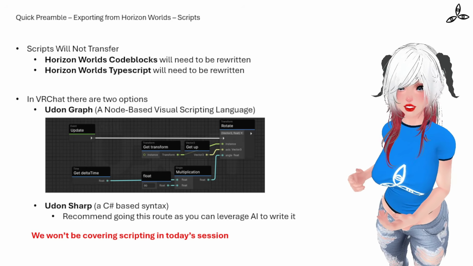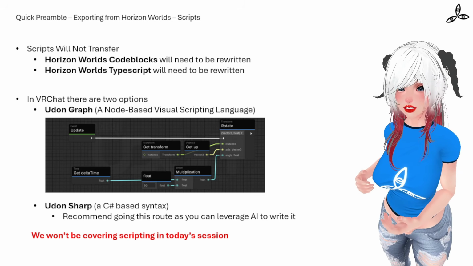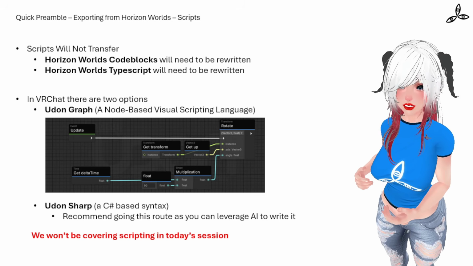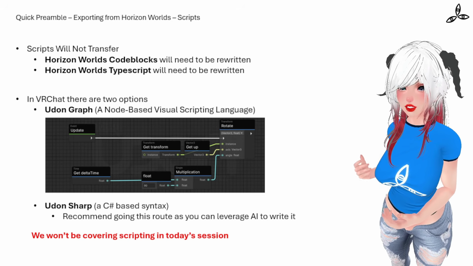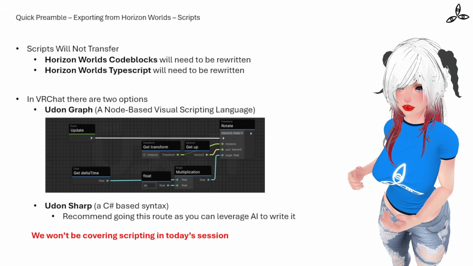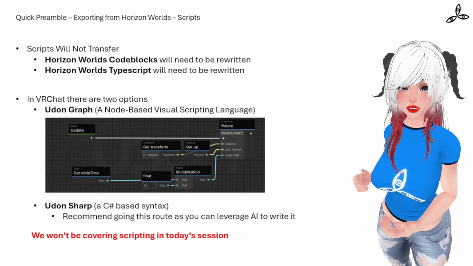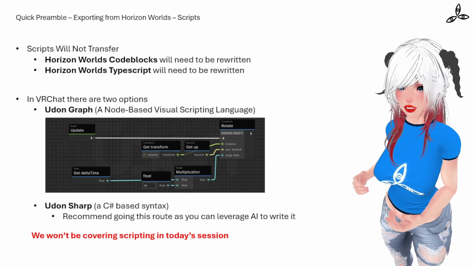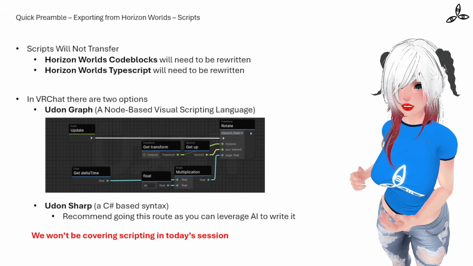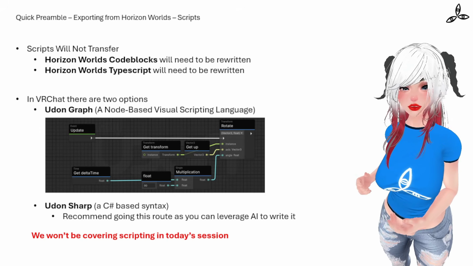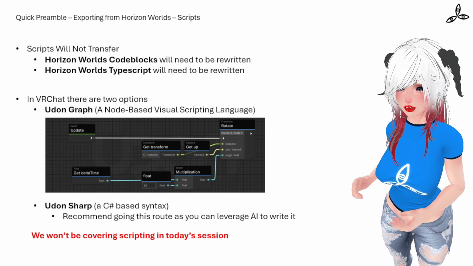But that said, if you really didn't want to write any code, there is an option for you to do that. But really, I would recommend UdonSharp, which is a C# based syntax. And I absolutely recommend going this route because these days most people are writing scripts via AI. And yeah, you'll be able to do that if you go that route. So yeah, once again, we won't be covering scripting at all in today's session.